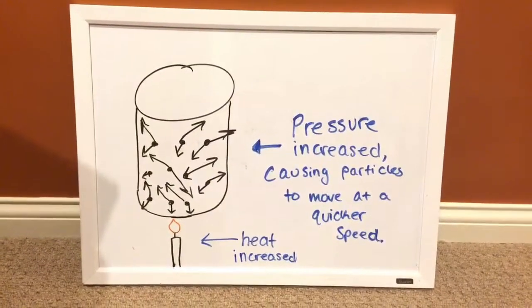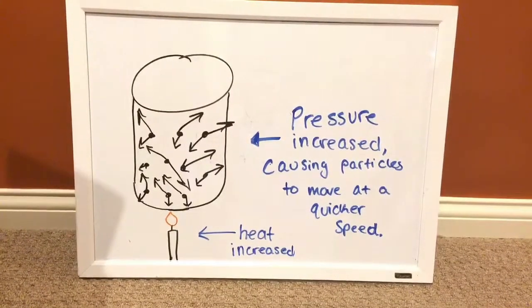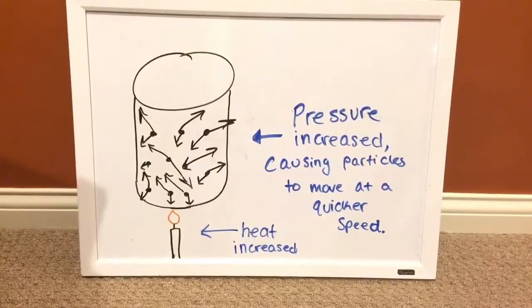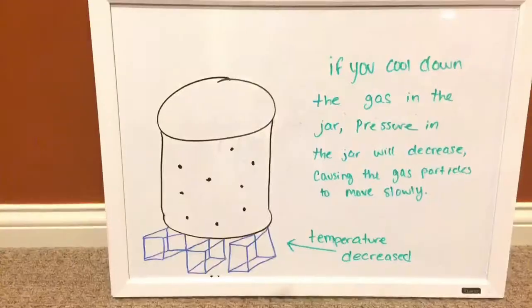For example, in a jar, if you heat up the gas in the jar, the pressure will be increased, causing the particles to move at a quicker speed. In this drawing, the arrows represent how fast the particles are moving.